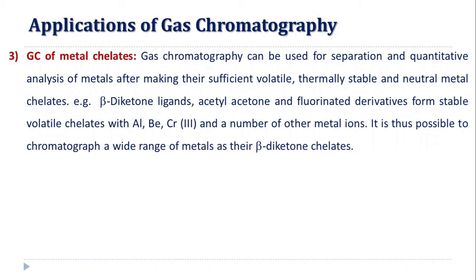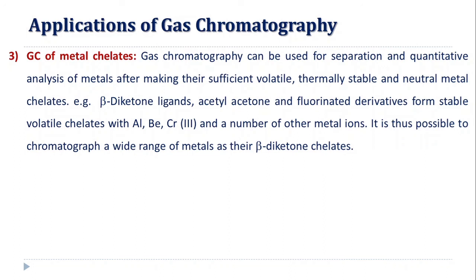Gas chromatography can be used for the separation and quantitative analysis of metal ions after making them sufficiently volatile, thermally stable and neutral metal chelates. For example, ligands like beta diketone ligands, acetylacetone, and fluorinated derivatives form stable volatile chelates with aluminium, beryllium, chromium, and a number of other metal ions. It is thus possible to chromatograph a wide range of metals as beta diketone chelates.